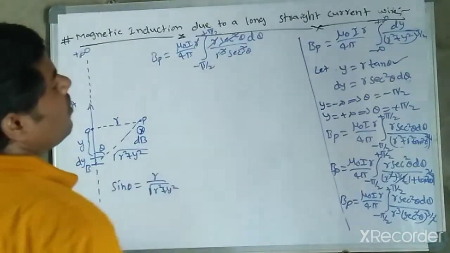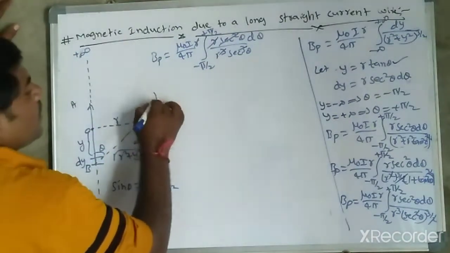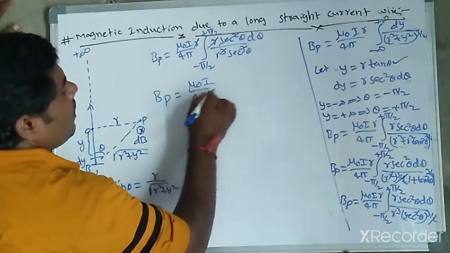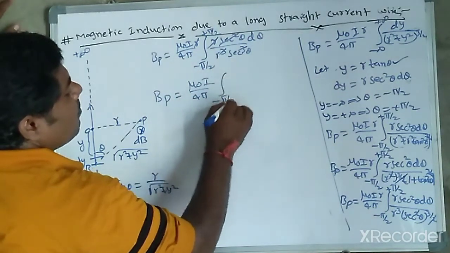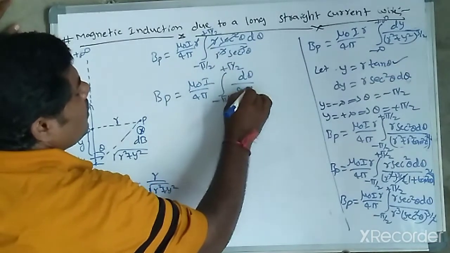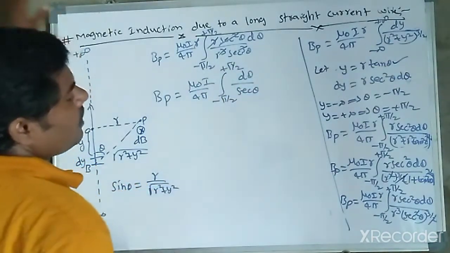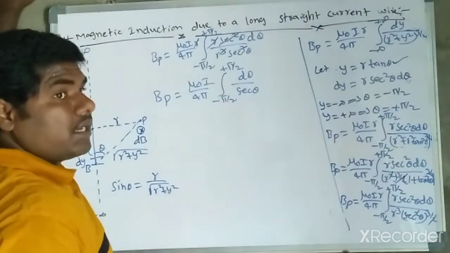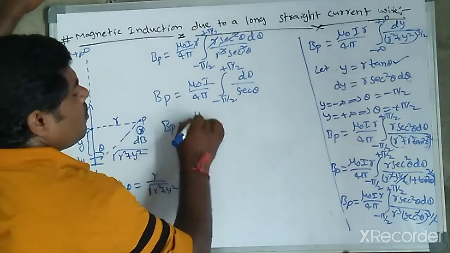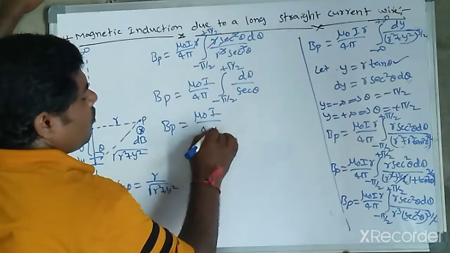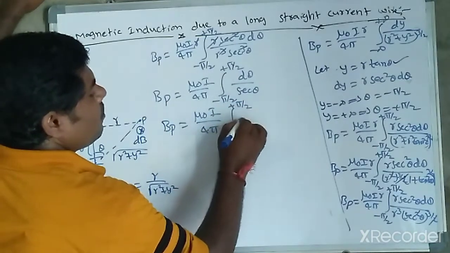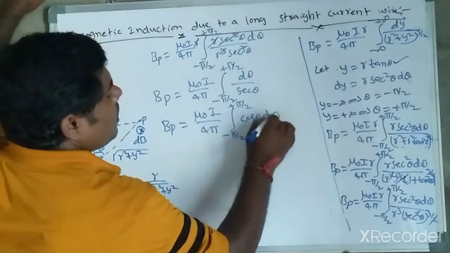Here r is also constant, you may write it outside the integral. Bp should be equal to mu naught I divided by 4 pi, integral from minus pi by 2 to plus pi by 2 of d theta divided by secant theta. That value is nothing but 1 by secant theta, which is cos theta. So Bp should be equal to mu naught I divided by 4 pi, integral from minus pi by 2 to plus pi by 2 of cos theta d theta.